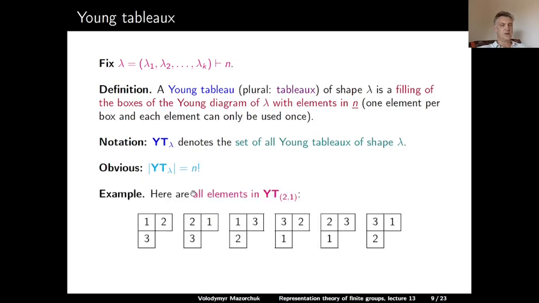So here's an example of all elements in YT (2,1). We have the Young diagram with two boxes in the first row and one box in the second row, and we should write elements 1, 2, and 3 in these boxes. So we have 1 2 / 3, 2 1 / 3, 1 3 / 2, 3 2 / 1, 2 3 / 1, and 3 1 / 2. We have 6 elements in this set.